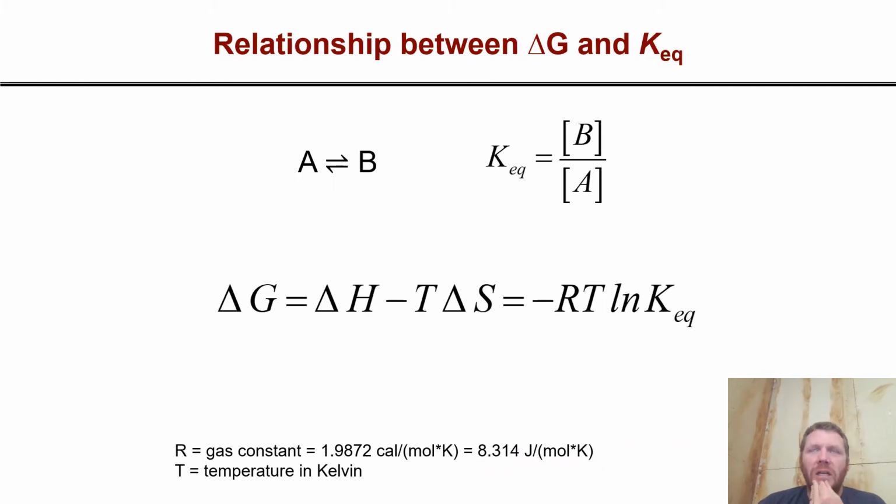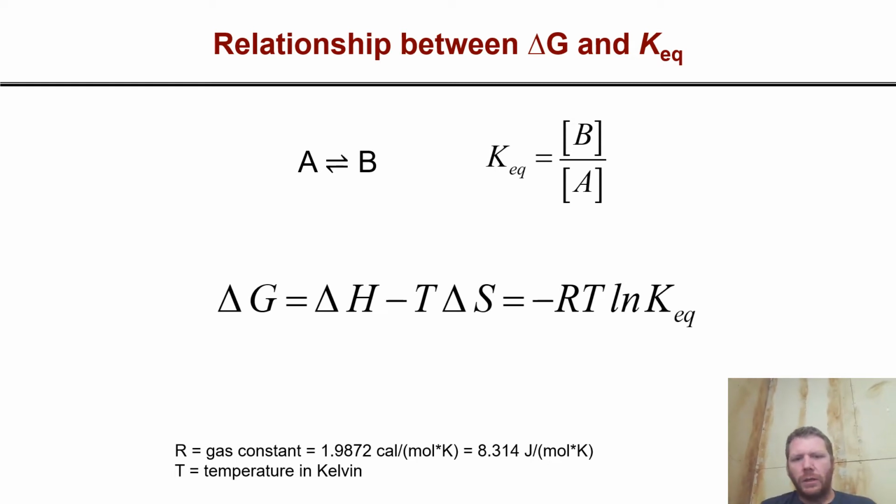Now, the relationship between the free energy, delta G, and our equilibrium constant, Keq, can be displayed as follows. Delta G is equal to delta H minus T delta S. Delta G is also equal to negative RT times the natural log of Keq. Our R is going to be 8.314 joules per mole Kelvin. That's the unit I'm going to stick with.